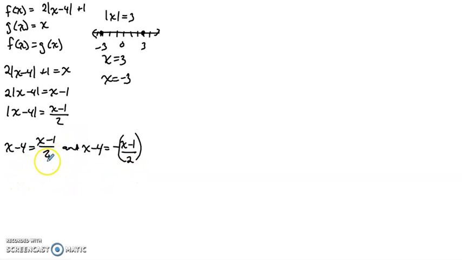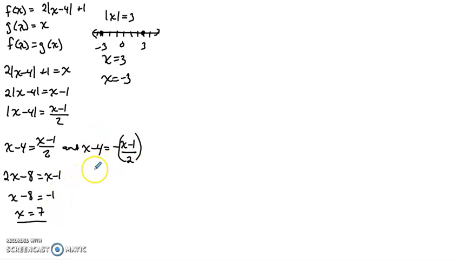First, let's multiply everything by 2 to get rid of these fractions. So we'll have 2x minus 8 equals x minus 1. If we subtract x from both sides, we get x minus 8 equals negative 1. And then we'll add 8 to both sides, and we'll get x equals 7. So that's one case, x equals 7.